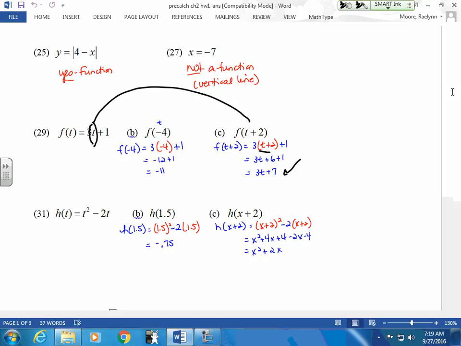Well, if I can plug a -4 in here, I can plug a 10 in here, I can plug an x in there, I can plug an x plus 2 in there, I can plug a t plus 2 in there. It's just substitution. This one has two places, two t's. So I'm plugging the 1.5 into both of those t's. Then I'm plugging an x plus 2 into both of those t's. Make sense? It's just substitution.